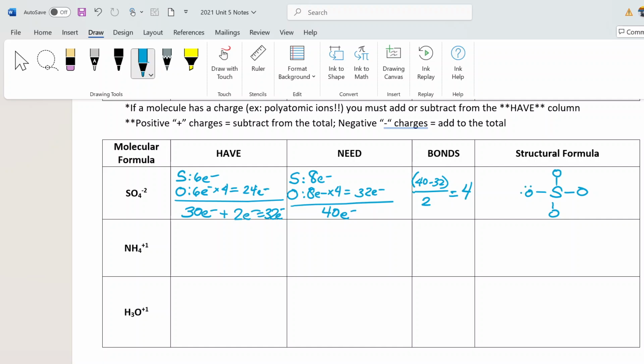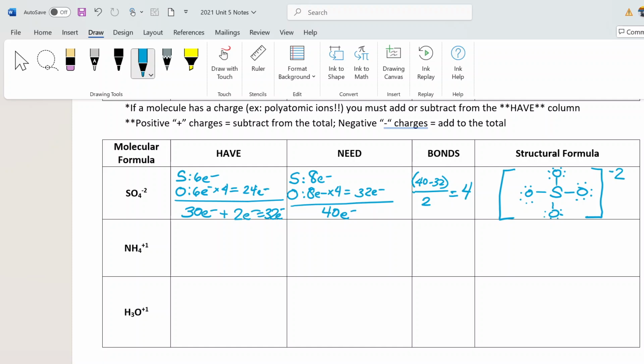9, 10, 11, 12, 13, 14, 15, 16, 17, 18, 19, 20, 21, 22, 23, 24, 25, 26, 27, 28, 29, 30, 31, and 32. And notice that's how many I need in my have column. And then because it has a charge, we put it in brackets with a -2 charge.